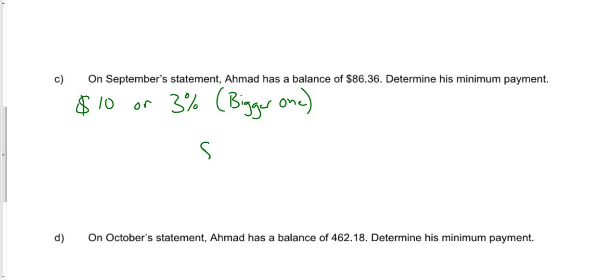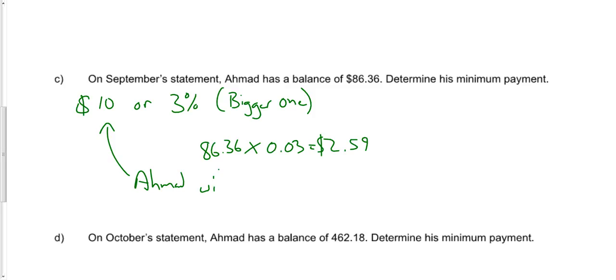So if I want to figure out 3% of 86.36, I need to multiply it by 3%. So 3% is 0.03. And so if I go through and I multiply 86.36 times 0.03, that's going to equal $2.59. Okay, so if 3% of 86.36 is less than $10, the bigger number here is 10, so he's going to have to pay $10. So Ahmed will have to pay $10 to his credit card company.